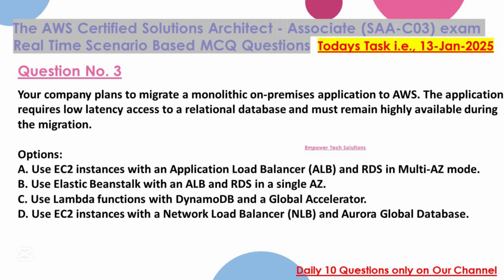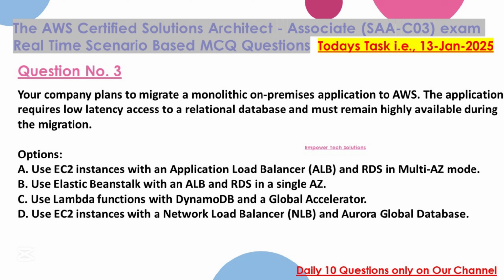Your company plans to migrate a monolithic on-premises application to AWS. The application requires low-latency access to a relational database and must remain highly available during the migration. Options: A. Use EC2 instances with an Application Load Balancer, ALB, and RDS in Multi-AZ mode. B. Use Elastic Beanstalk with an ALB and RDS in a single AZ.